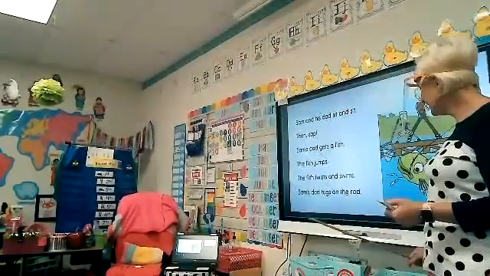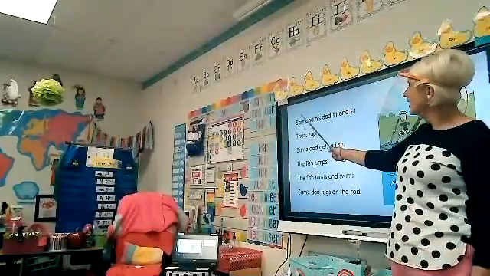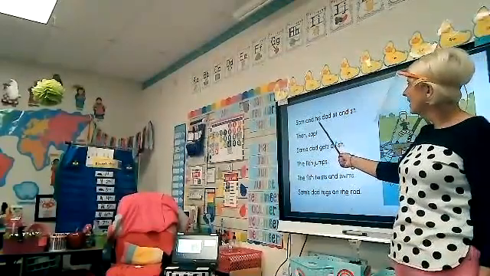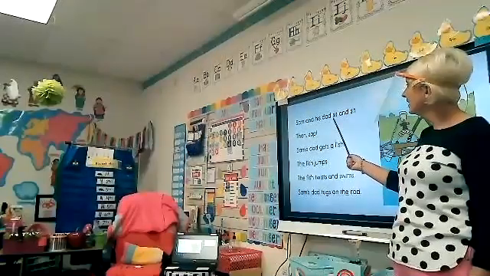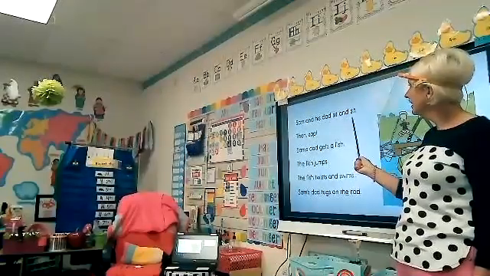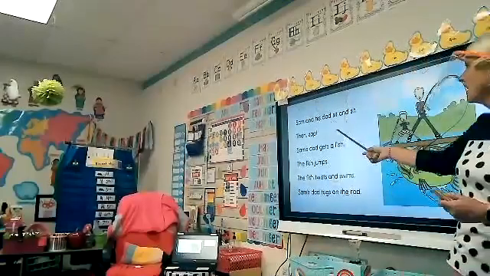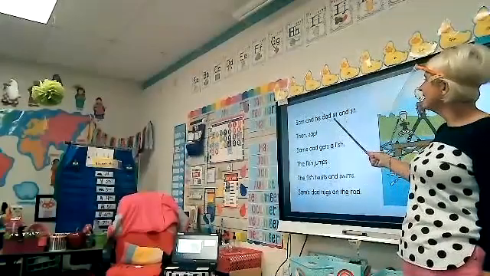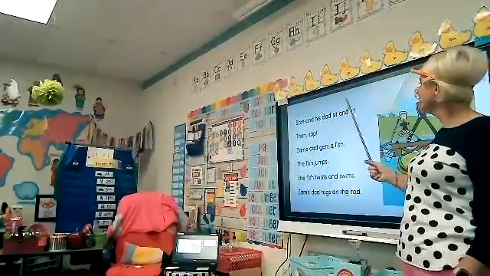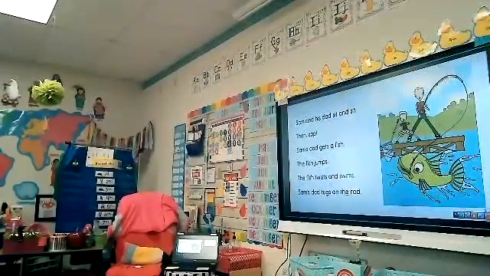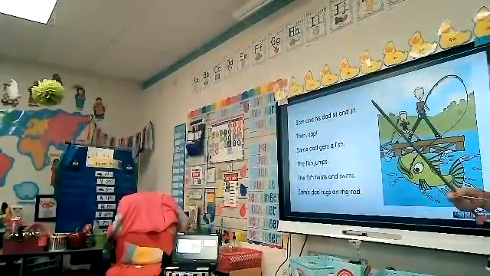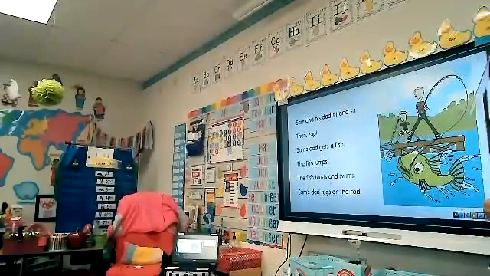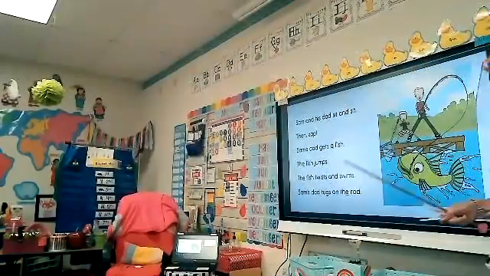Dylan, can you read that next sentence for me? Good job. Let's read it all together. Sam and his dad sit and sit. Why do they have to sit and sit? Dylan, what are they waiting on? Get a fish on the rod. Good. All right, next one, Calliope.